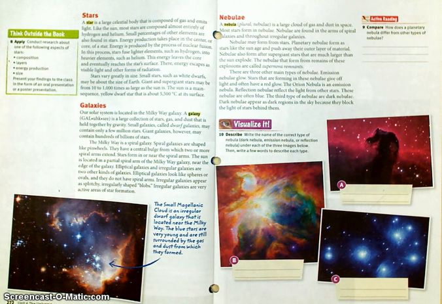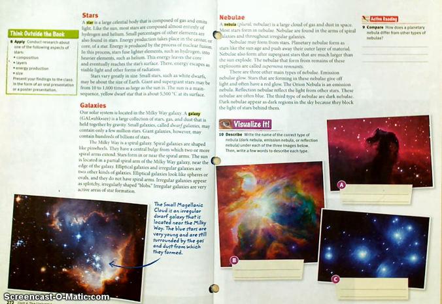All right, let's go to galaxies. Remember that our solar system is our sun and the planets and other things that orbit it. Our solar system is located in the Milky Way galaxy. A galaxy is a large collection of stars, gas, and dust that's held together by gravity. Small galaxies, called dwarf galaxies, may contain only a few million stars, and giant galaxies may contain hundreds of billions of stars. The Milky Way, which is our galaxy, is a spiral galaxy.